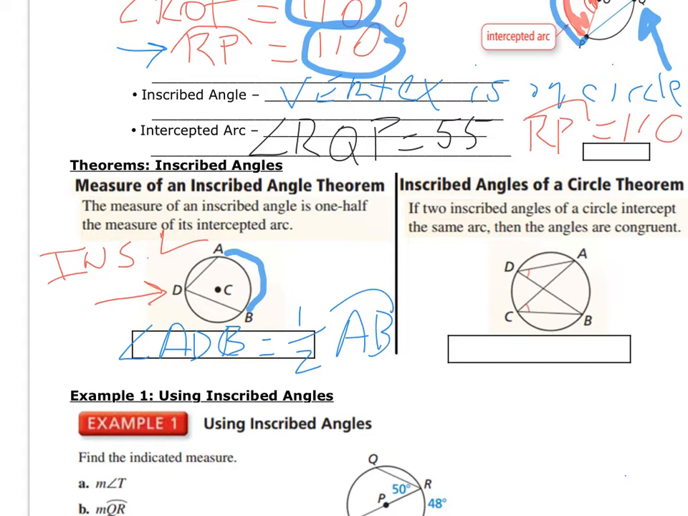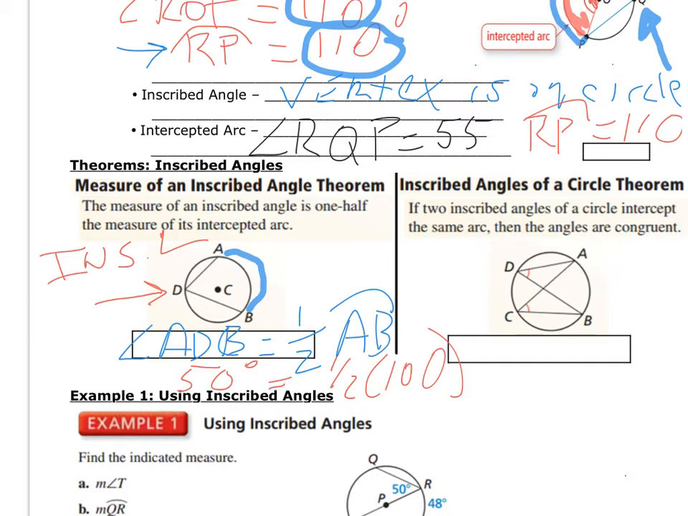Just to make sure we're clear, if I told you that angle ADB was 50 degrees, well, 1/2 times what would AB have to be? Well, it would have to be 100, right? Because half of 100 would be 50. So the arc is double the angle.